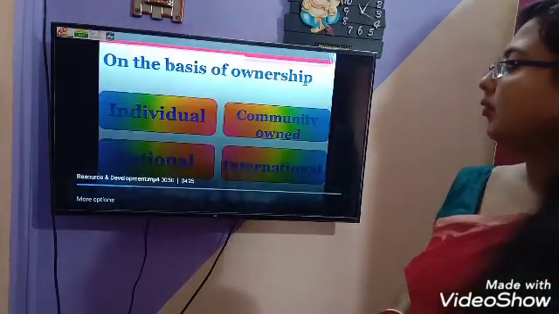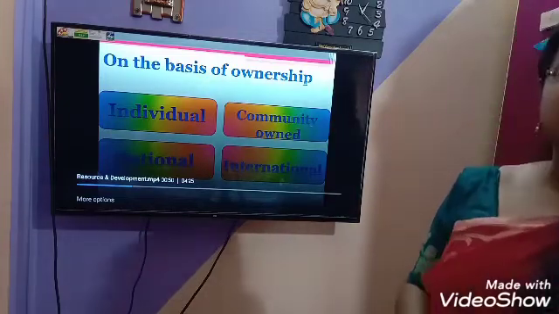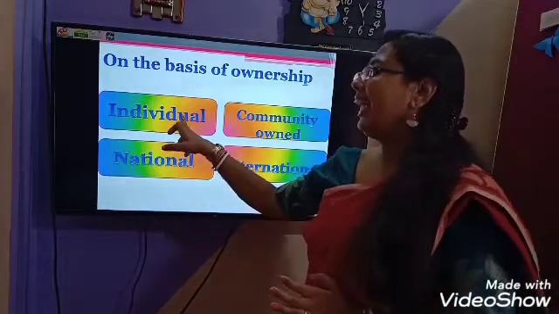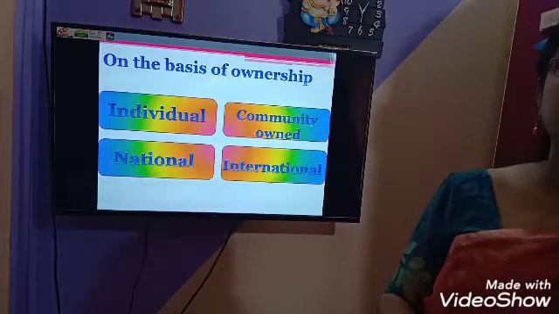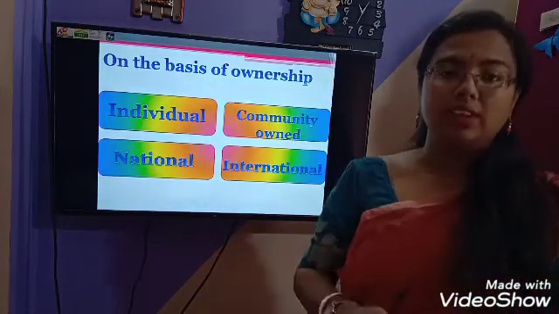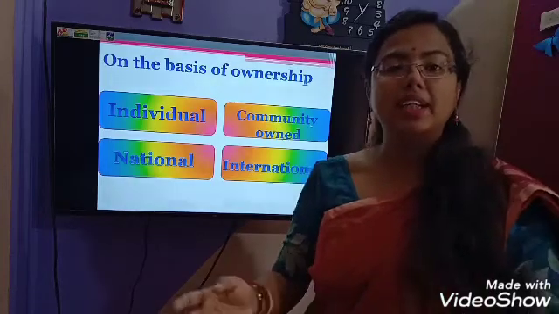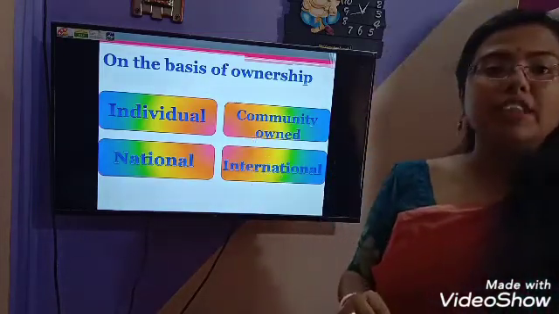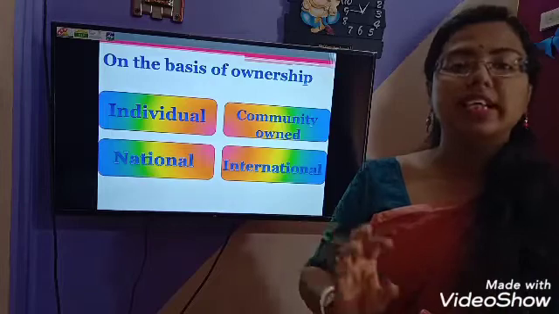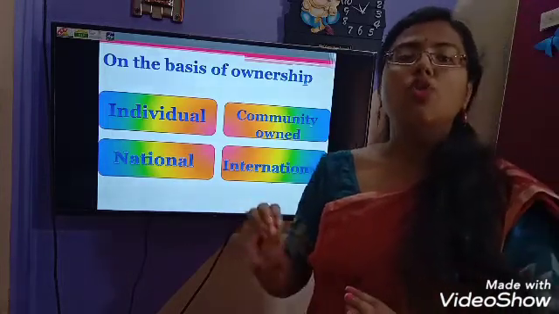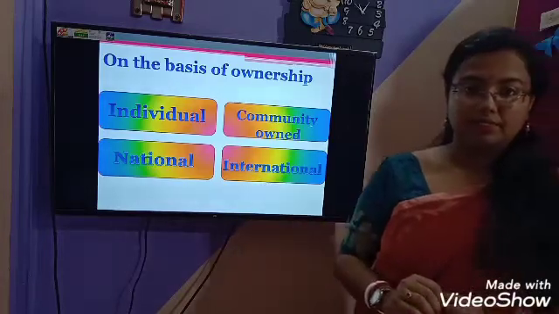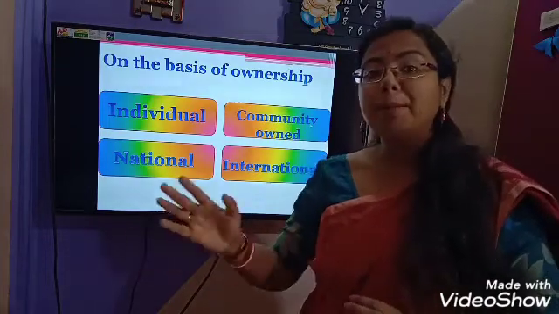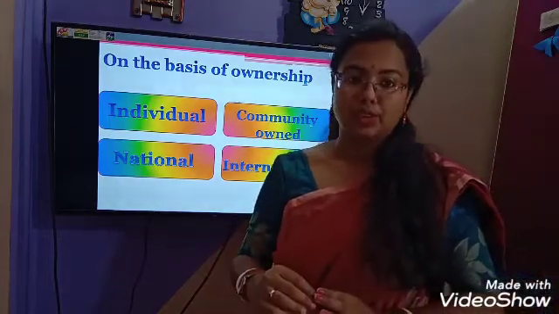Now, on the basis of ownership, that means who is the owner of this resource. If we go for individual resource, that means the resource which is your own, like your bag, your books, your pen, that is your own individual resource. Next is community, that means a group of people can use it. It is a community based resource. For example, a park beside your house, that is community. It is not your own resource. A pond is also a community resource.